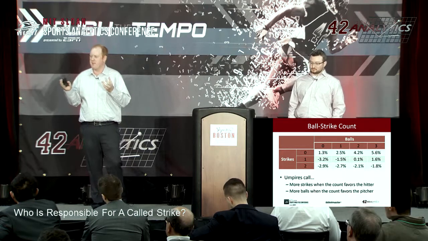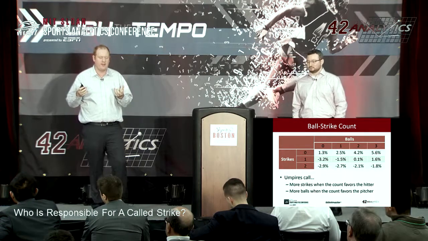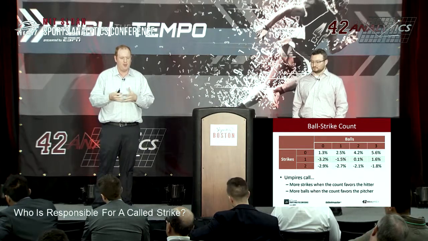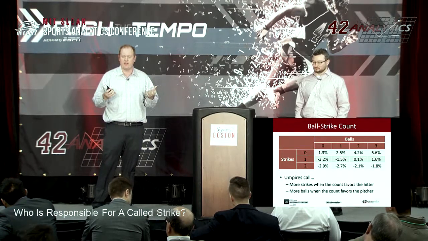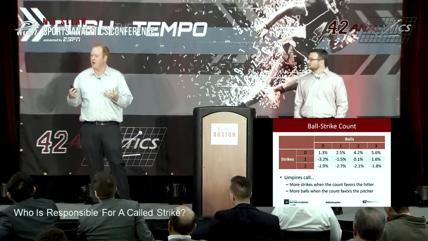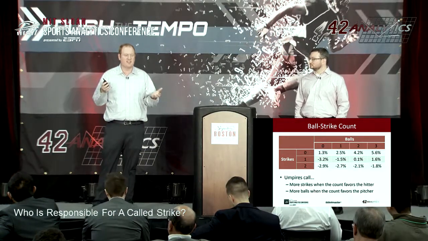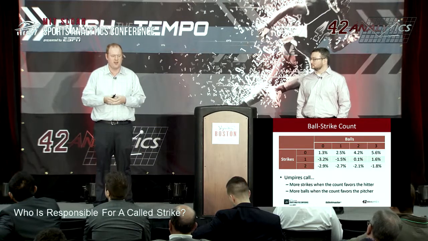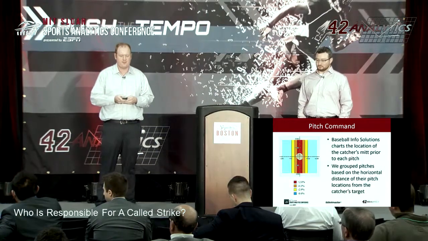The most extreme example of this, and the one that you're probably most familiar with, is in 3-0 counts. Hitters rarely swing at those pitches, and almost always the umpire is going to call anything near the zone a strike. And that exists to lesser degrees in all of the pitcher and hitter-friendly counts.